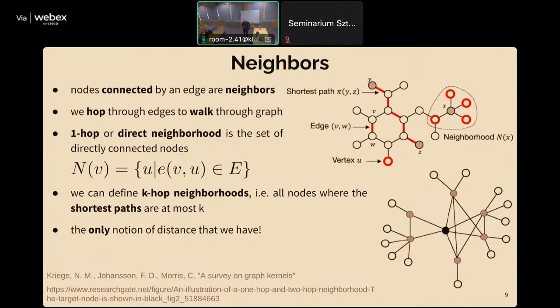The shortest path is the smallest number of hops, the smallest set of edges that we have to take between one node and the other node. You can see this here on this image on the right. The shortest path between y and z are those red edges.